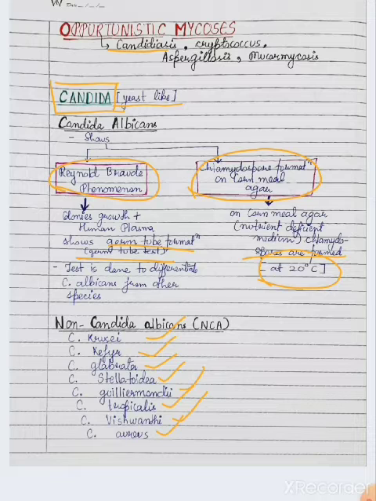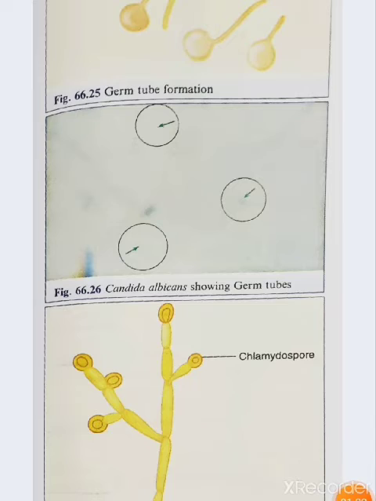These are non-Candida albicans. Here, we can see the germ tube, which is the Reynolds-Braude phenomenon, and here the Candida albicans is showing the germ tube, and here this is the chlamydospore, which is formed on the cornmeal agar.